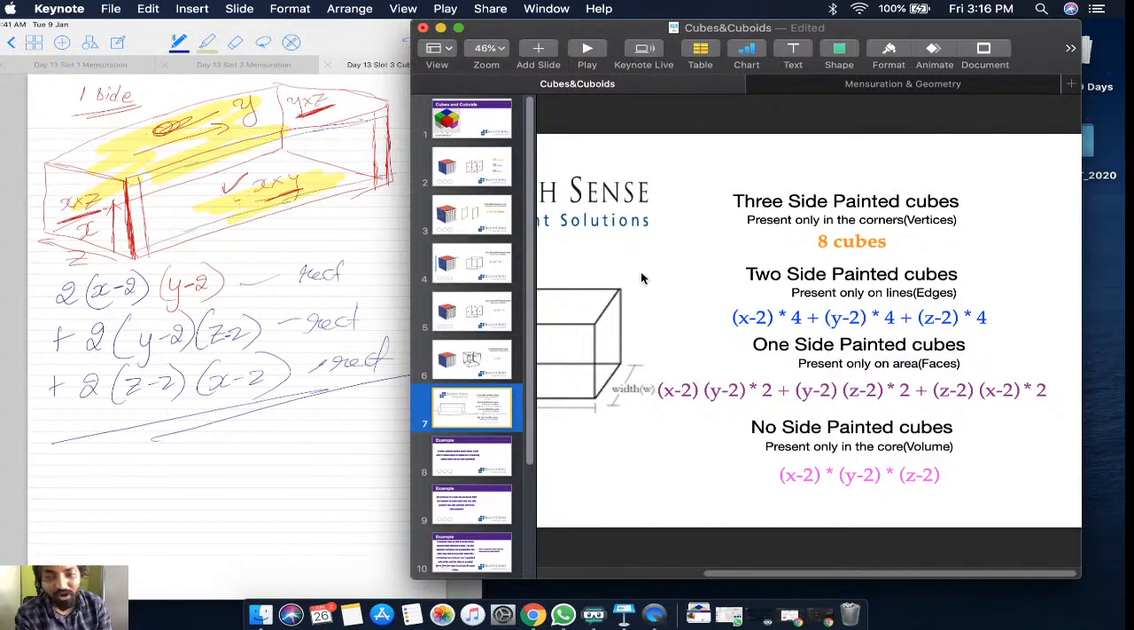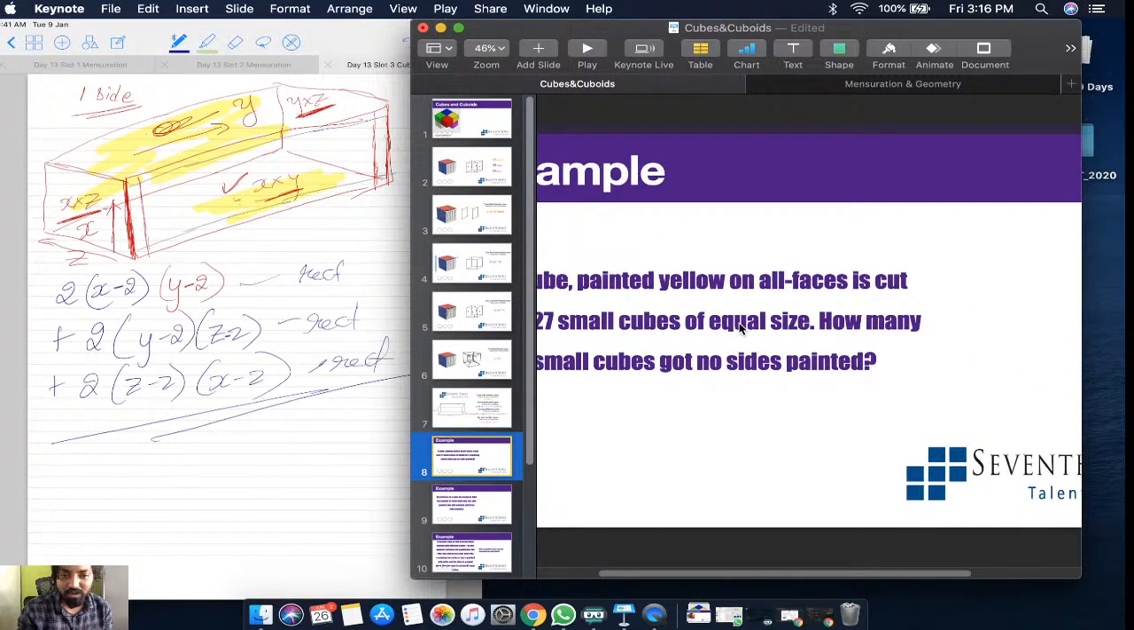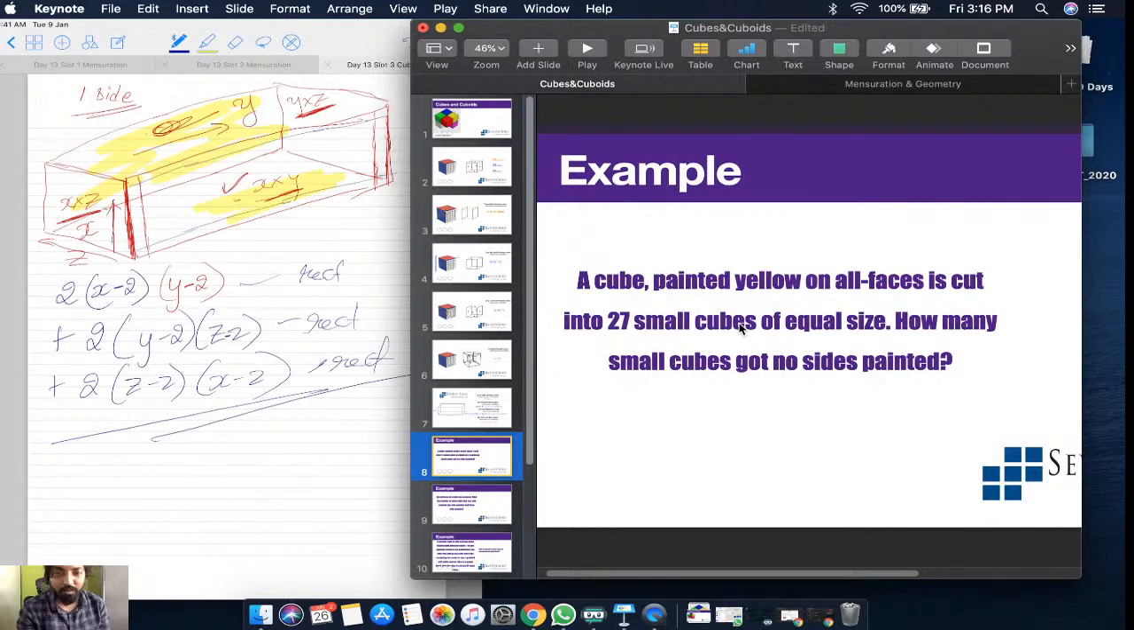Please leave a message if you understood the concept of cubes, and you can go ahead and solve this question. A cube painted yellow on all faces is cut into 27 small cubes. If there are totally 27 small cubes, how many cubes are there on each edge? How many small cubes got no side painted? Please drop a message, whoever understood the cubes concept, drop it as yes, or no.